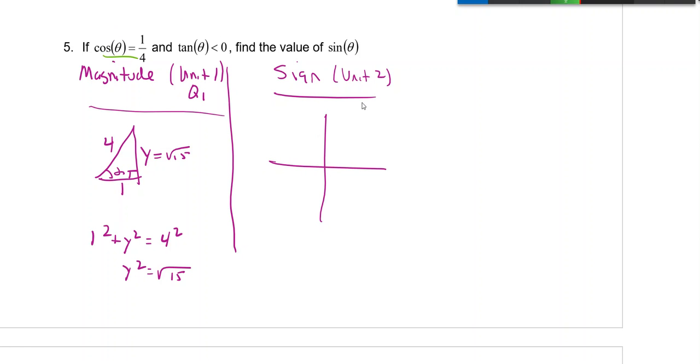The cosine here is positive. That means it's to the right of the y-axis, so these two quadrants are in play. The tangent is negative. So we know that the tangent's negative in quadrants where y and x have opposite signs. This one's positive over positive, so it's going to be positive. This guy's negative over a negative, so it's going to be positive. But here we have a positive over a negative, so this is negative. And here we have a negative over a positive, so this one's negative. When the signs are mixed, the tangent is negative.